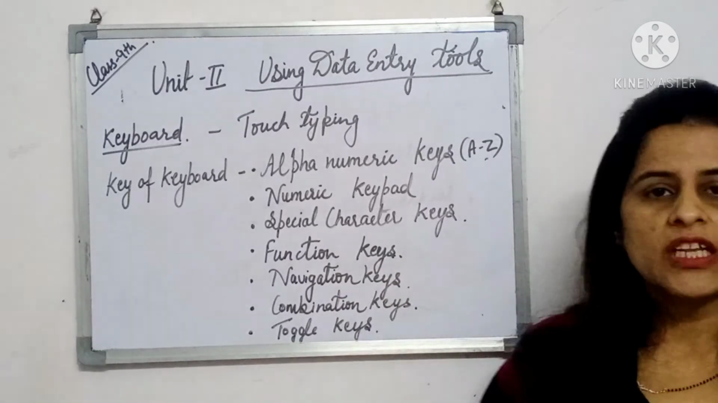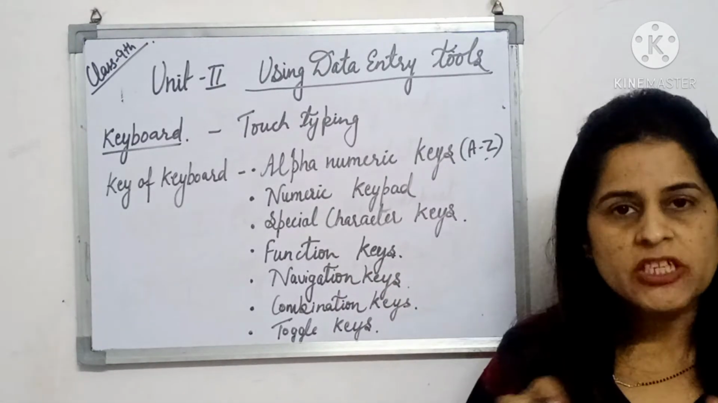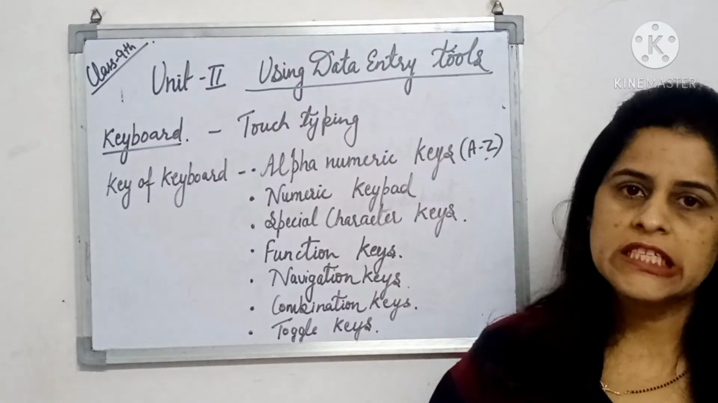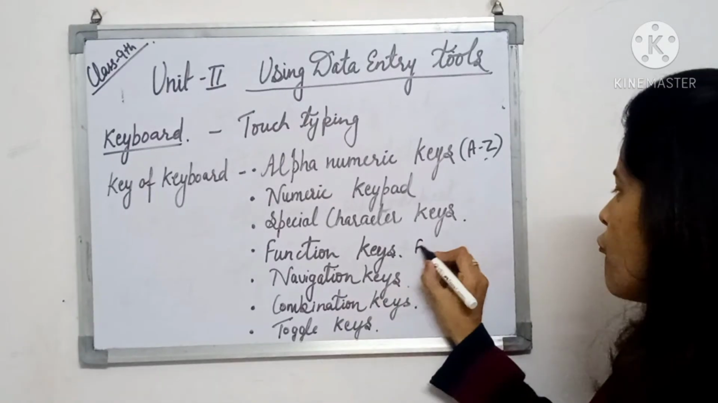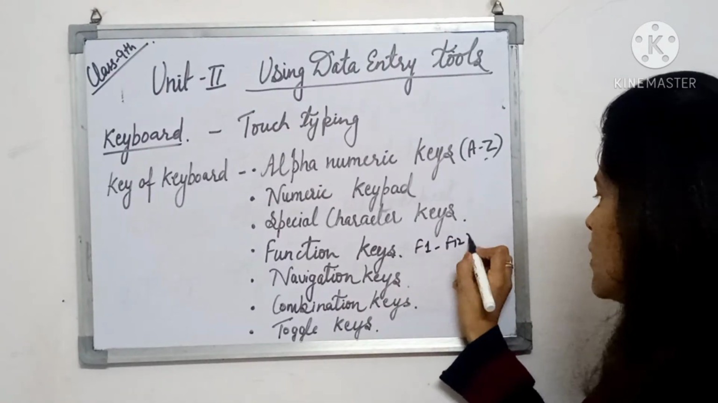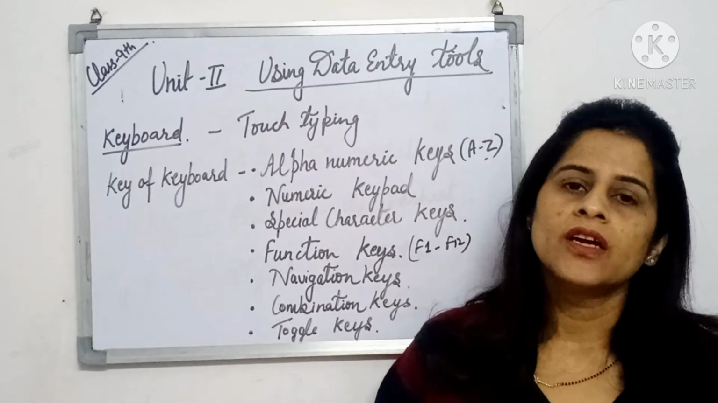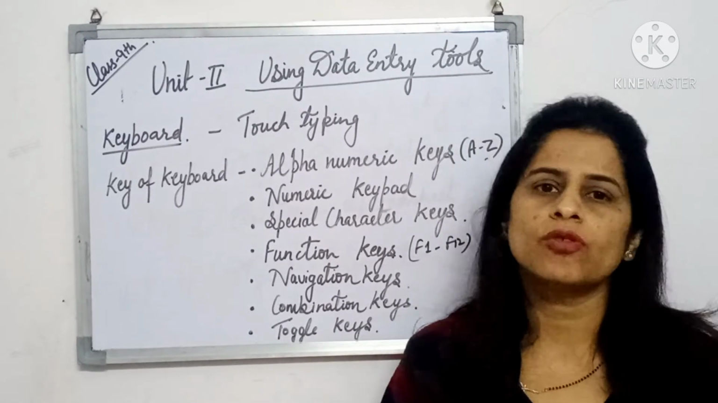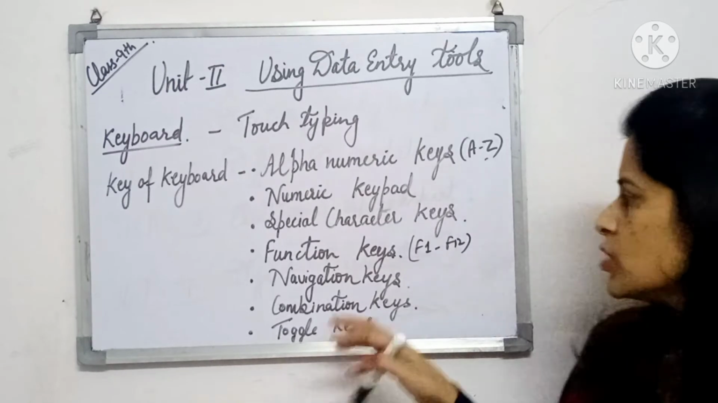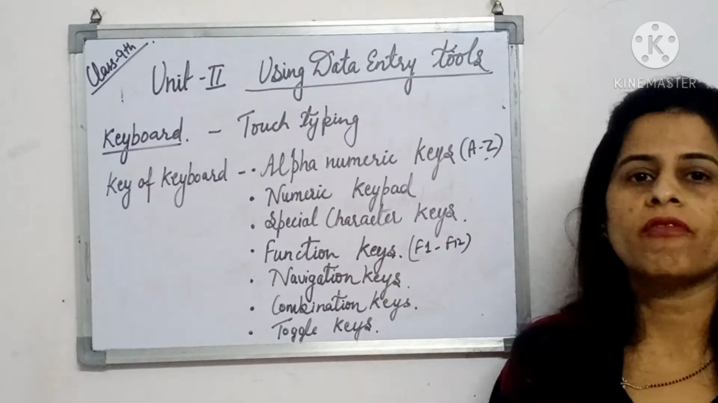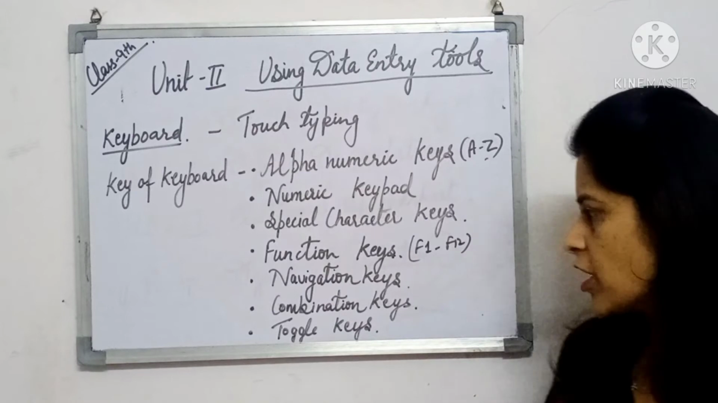Next are your function keys. इन स्पेशल कैरेक्टर कीज से भी ऊपर कुछ फंक्शन कीज दी गई हैं जिनकी नंबरिंग है F1 to F12. The functions of these are basically doing some special functions according to the different software. So these are some function keys that are used for doing special functions.